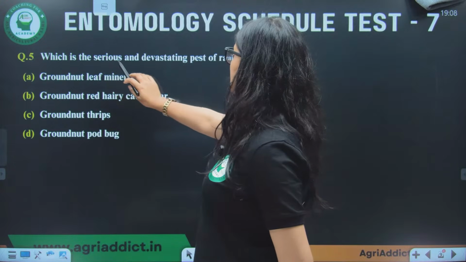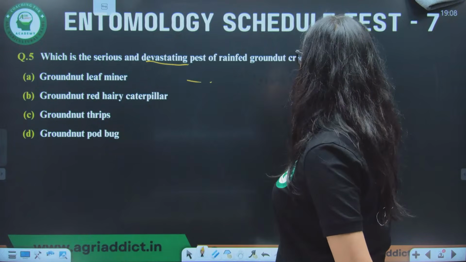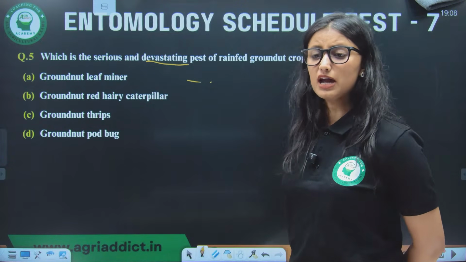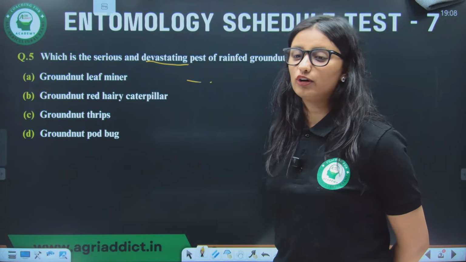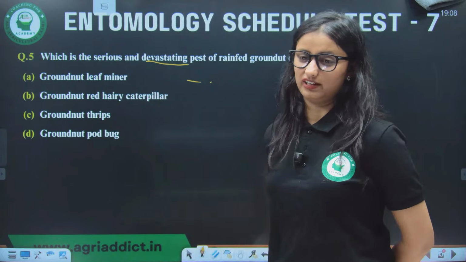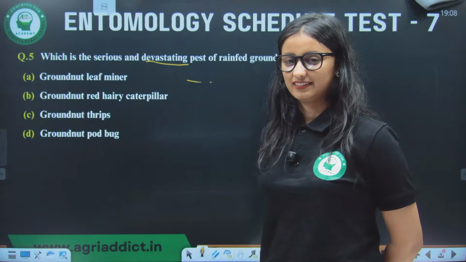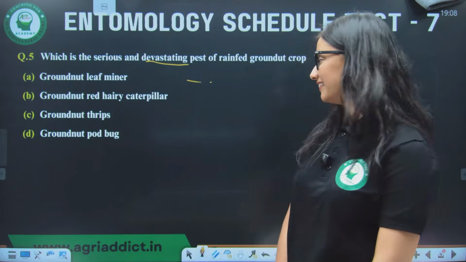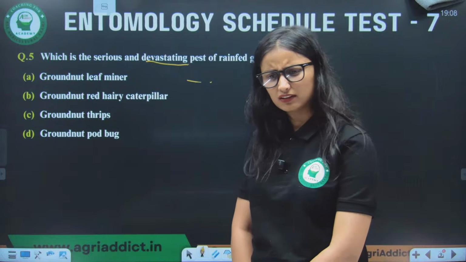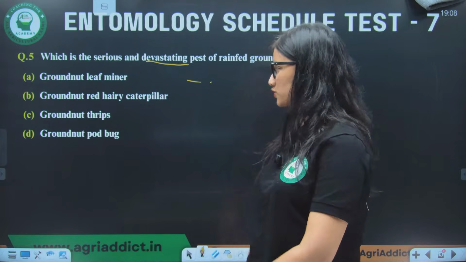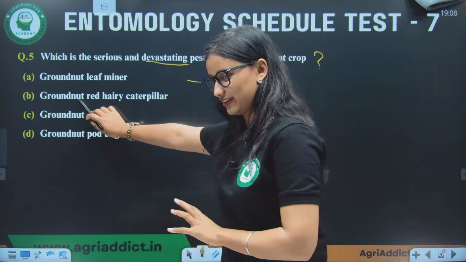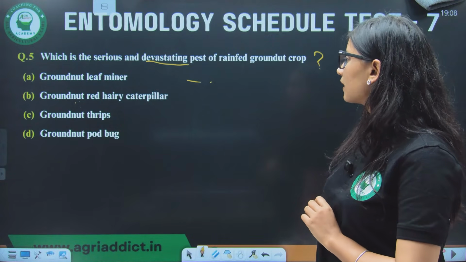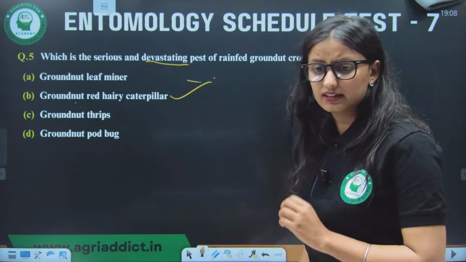Which is the serious and devastating pest of rain-fed groundnut crop? Answer quickly. I told you, today there are direct questions only. I will check how much you have studied. Red hairy caterpillar? Okay, groundnut red hairy caterpillar. So which is it? This one. Very good. B is the correct answer.